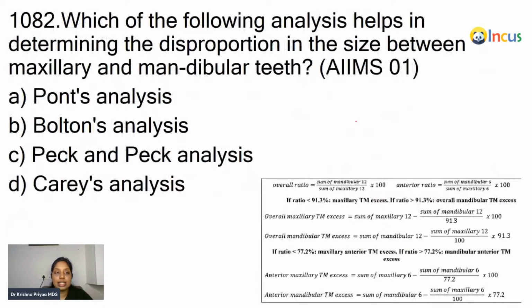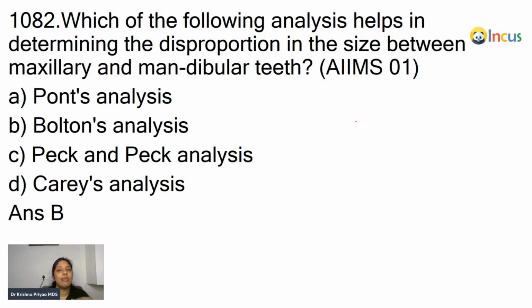Which of the following analyses helps in determining the disproportion in the size between maxillary and mandibular teeth? Here, we just went through this analysis. The disproportion, that is the ratio between the upper arch and the lower arch, which is higher or which is lower. That is nothing but Bolton's analysis. We've discussed it in detail in the previous slides.